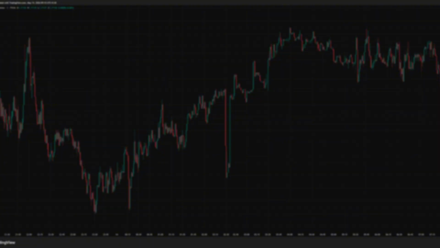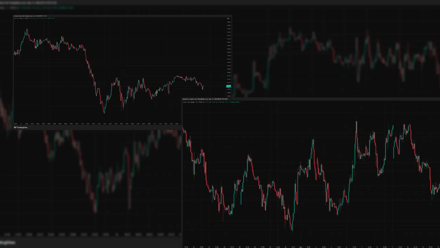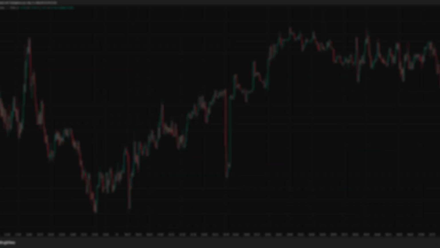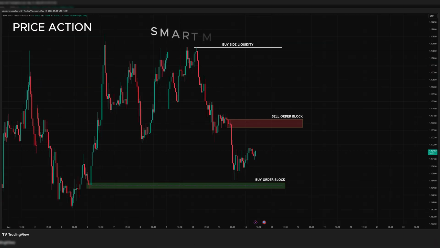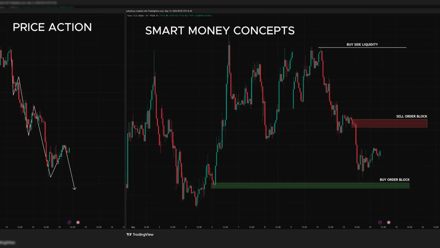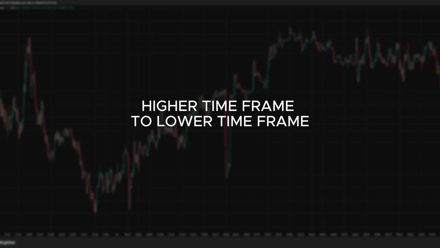Today, we're breaking down one of the most important skills in trading: combining multiple time frames the right way. We'll use price action and smart money concepts together to build a clean and structured market analysis from the higher time frames all the way down to the entry level.